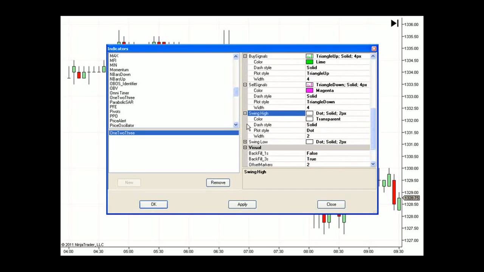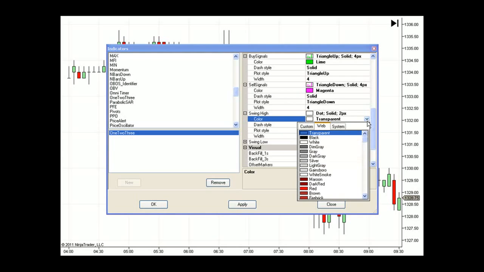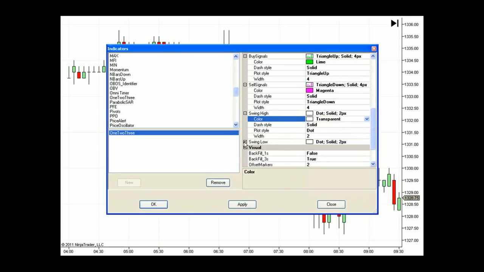The swing high and swing low. These will be very helpful if you like to use swing highs and lows as stop loss parameters. They are currently set at transparent, meaning that you won't see them on your chart. However, you can set your swing highs and swing lows any color you like, and we'll look at these in just a minute, but so that you know they're available here.